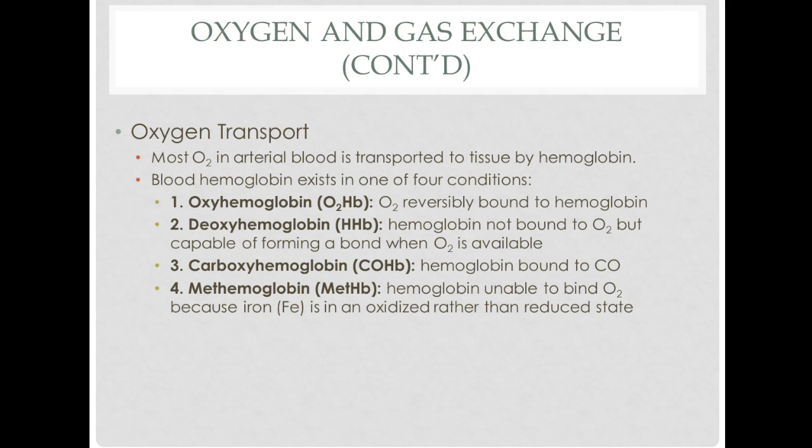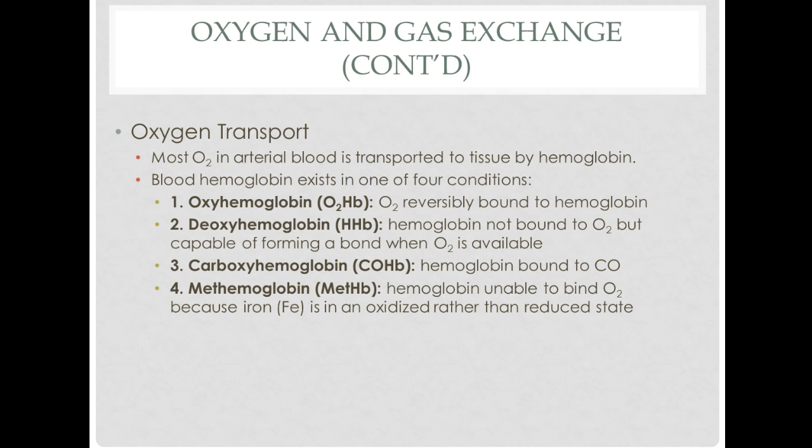There are a few different ways that oxygen is transported through the blood. Blood hemoglobin exists in one of these four conditions. We can have oxyhemoglobin, which we call the O2 hemoglobin. This is where oxygen is reversibly bound to hemoglobin. It's getting ready to be released to the tissues. We have deoxyhemoglobin, or H hemoglobin. This is hemoglobin not bound to oxygen, but is capable of forming a bond when it's available. This would be the hemoglobin on its way back to the lungs.